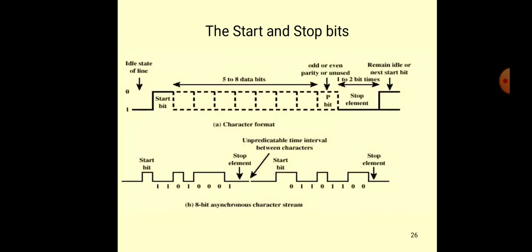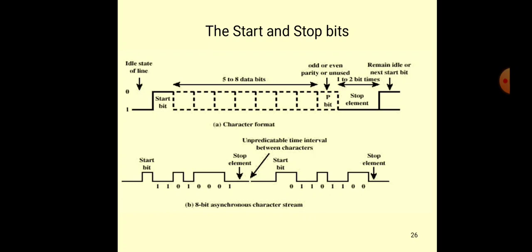The start and stop bits specify the idle state of the line. After the start bit you have 5 to 8 data bits, then a parity bit, odd parity or even parity or unused, and a stop element of 1 to 2 bit times. It remains idle or goes to the next start bit. This is the character format they had given you: an 8 bit asynchronous character string with start bit, stop elements and the second start bit. There is an unpredictable time interval between characters. We don't know how much time the data exchange will take, so it is unpredictable.